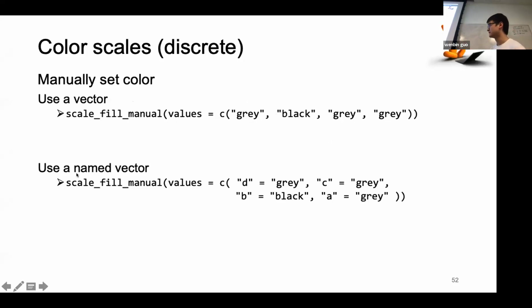Additionally, you can use a named vector. This one will assign gray to group D and gray black to group B. So basically, I think the named vector will avoid this kind of mismatch issue. Probably in reality, you should always go for the named vector.